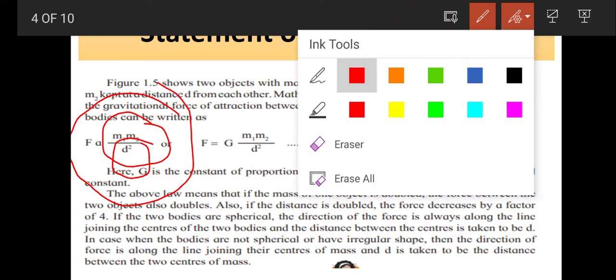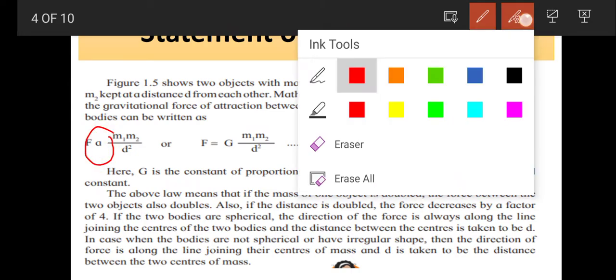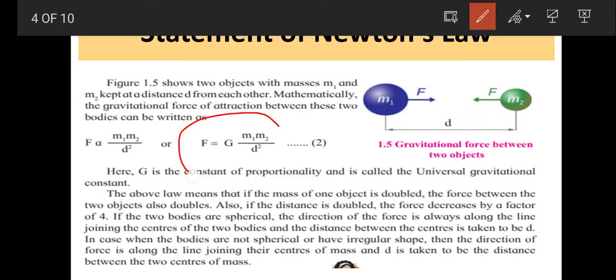Students, you better know, when we remove the proportionality sign, that time you have to take a constant, and here that constant is called the gravitational constant, shown by capital letter G. Whenever we remove the proportionality sign, we must take a constant, and here that constant is capital G, called the universal gravitational constant. So this is about the statement of Newton's law.